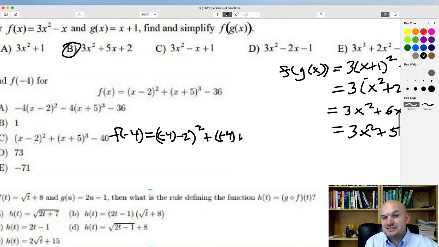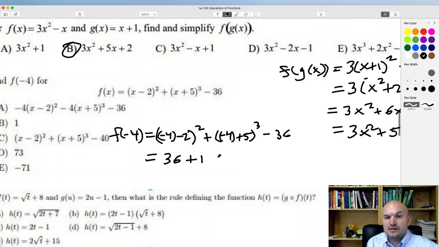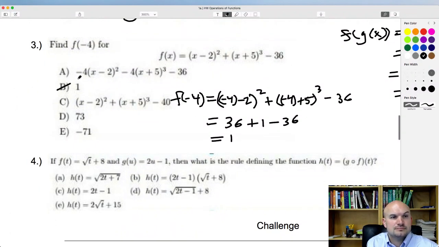Because I'm putting parentheses around them. And that's cubed minus 36. All right, so negative 4 minus 2 is going to be negative 6. Negative 6 squared is 36. Negative 4 plus 5 is 1. 1 cubed is 1, and then minus 36. And it looks like I'm getting the answer of 1. So there's my answer, 1.